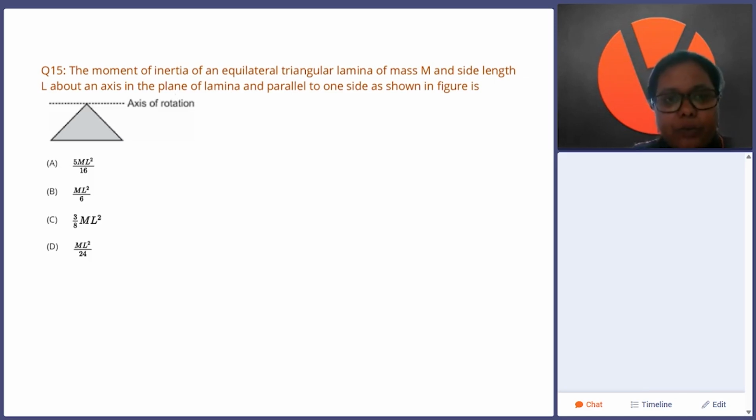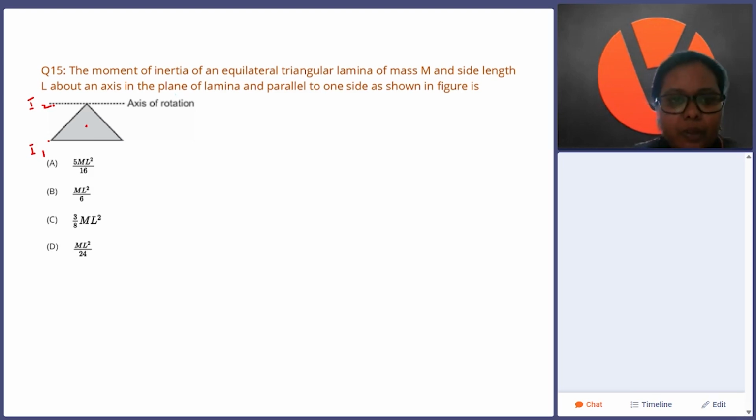Now, the moment of inertia of an equilateral triangular lamina of mass M and side length L about an axis in the plane of lamina and parallel to one side, as shown in the figure, is, right? For this, you just consider this as I1 and here about this is I2. So to the center, right?